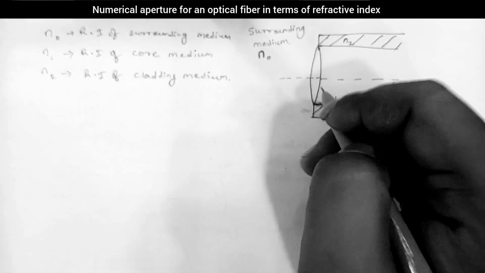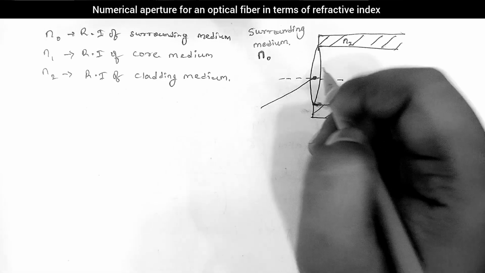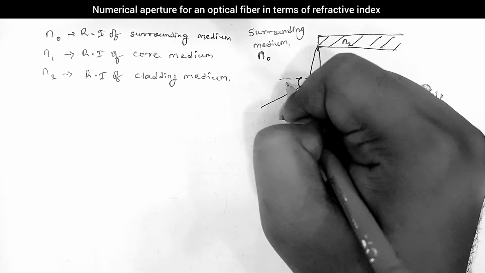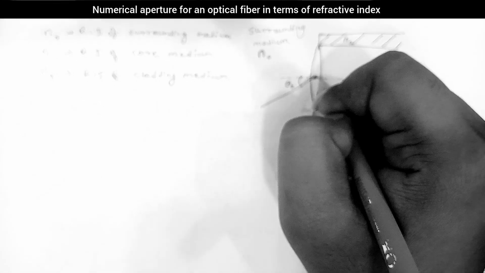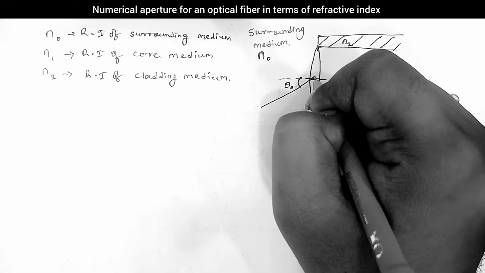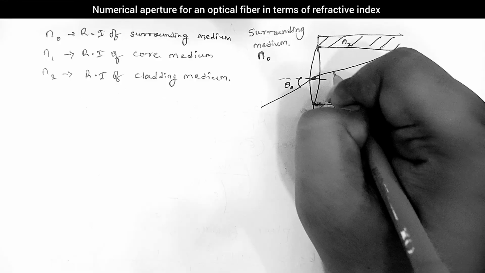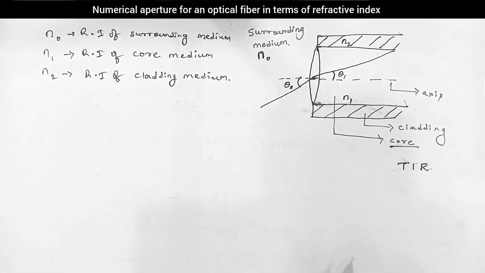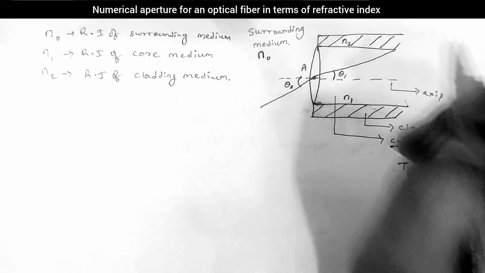Now I will be sending the light from the outside medium, that is the surrounding medium, and whenever the light is transferring, it will form an angle of theta naught. That is the incident angle. The light will be refracted inside, and it will form an angle with the axis of theta 1. This will be noted as point A.